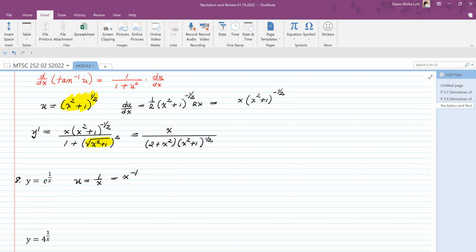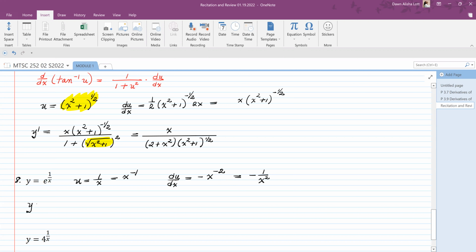All right, so if U is X to the minus 1, then the derivative of U with respect to X says bring the minus 1 down and multiply by X to the negative 2. Just bring it down and subtract 1 from the exponent, right? Okay. So this now becomes negative 1 over X squared. We good? Yeah.